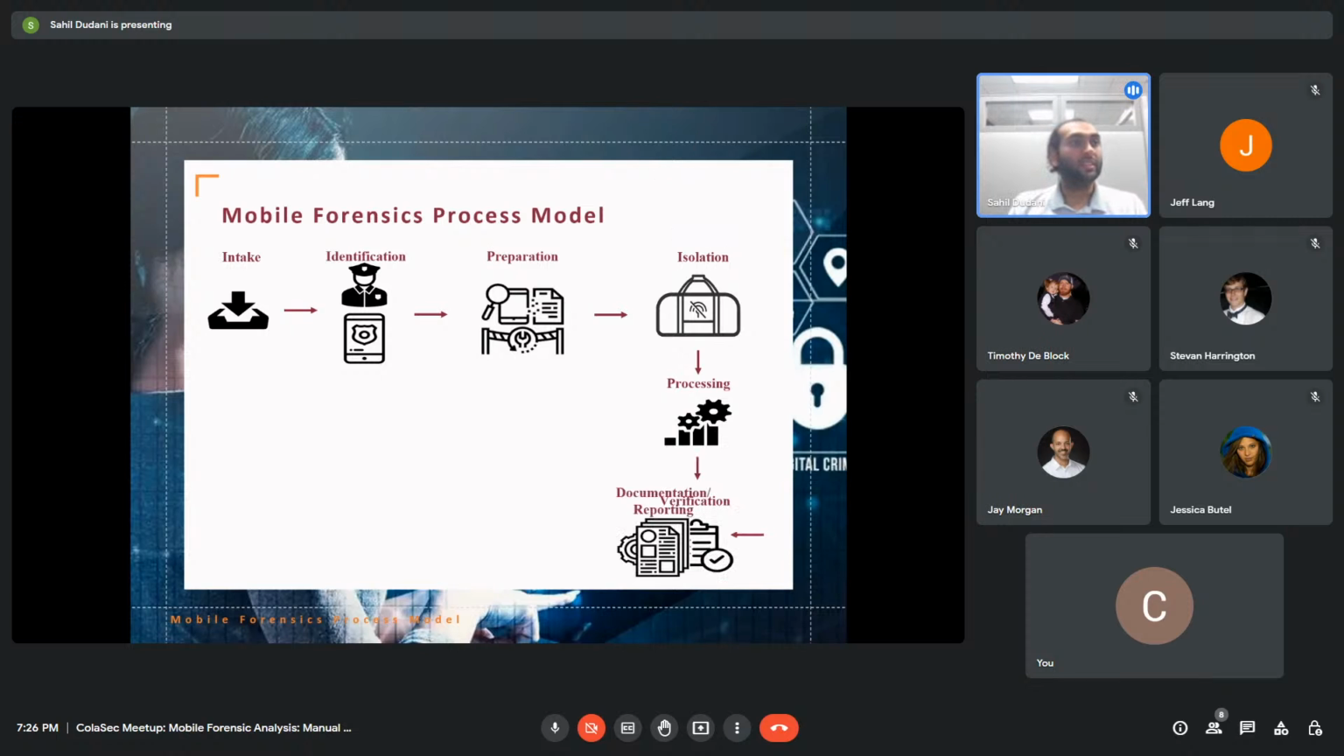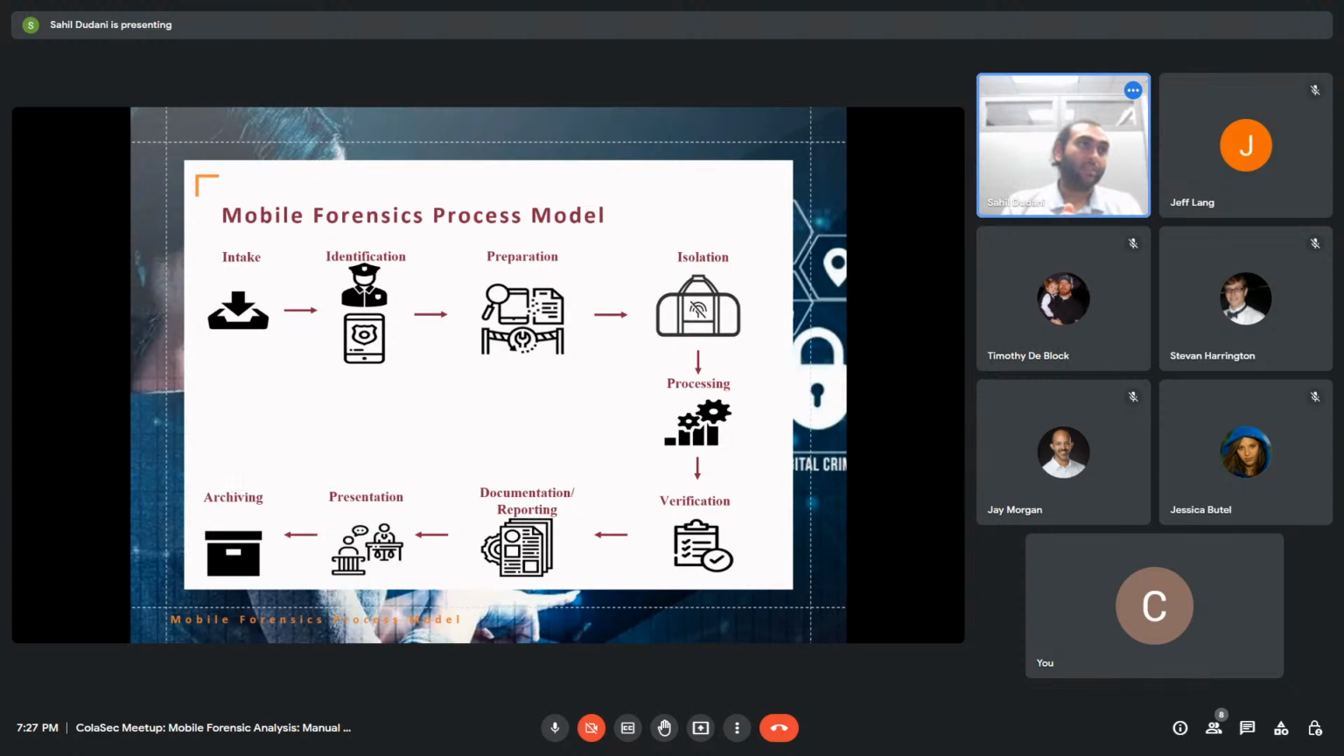The next phase is documentation and reporting. So whatever you find, you document it and report it in a way that it can be presented in court, which is the next step, presentation. So you either present it in court, or you present it to your stakeholders or whoever initiated the analysis for the device.